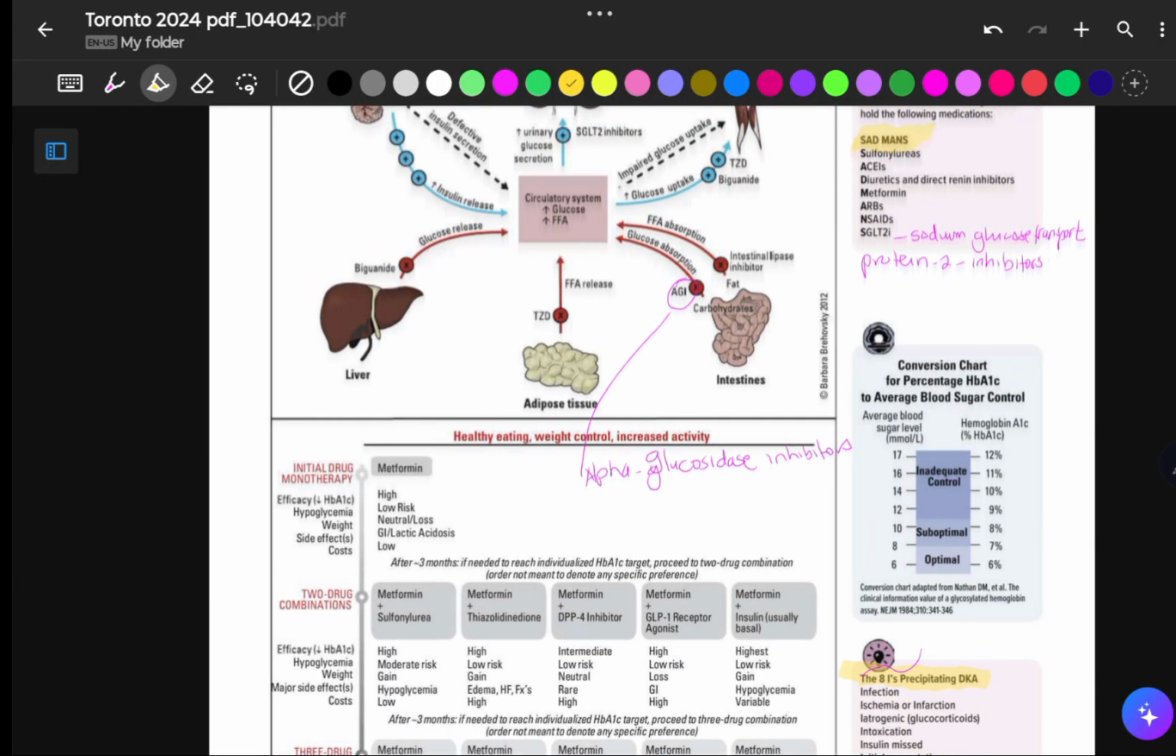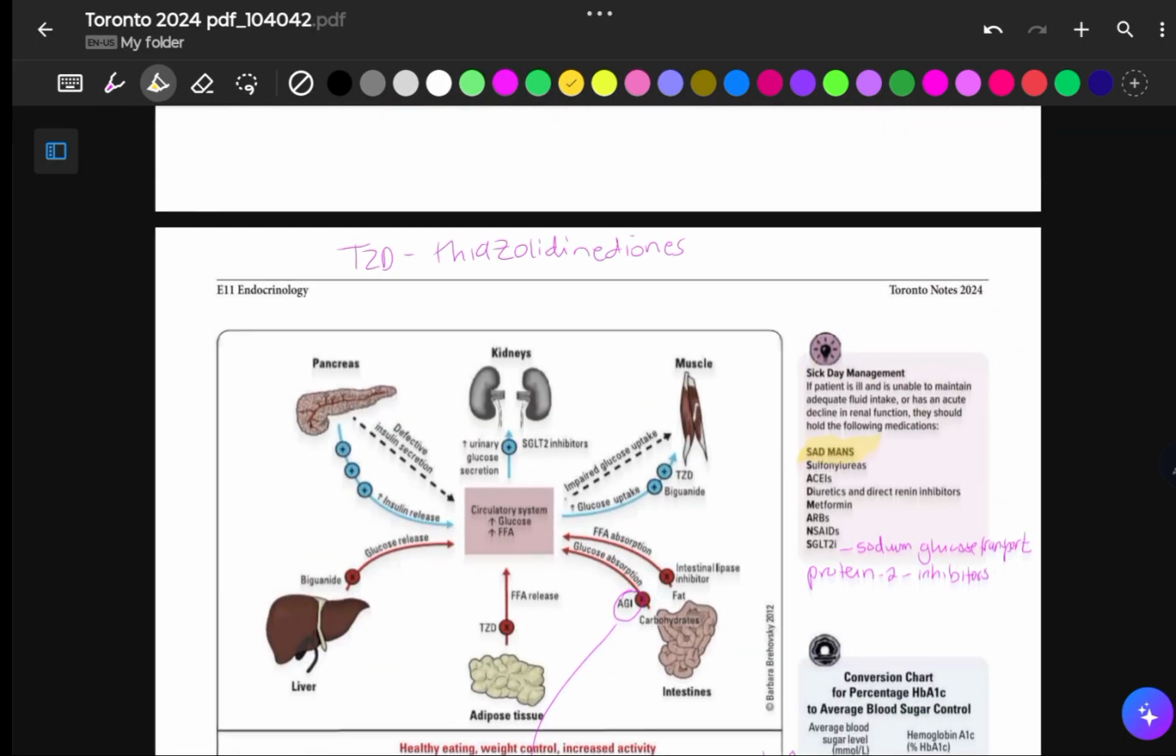Okay, so looking at the slide, it says sick day management. If a patient is ill and is unable to maintain an adequate fluid intake or has acute decline in renal function, they should hold certain medications. Mnemonic: SADMANS. So if you have renal function that is decreasing or acute renal failure and you're unable to take in fluid adequately, hold these medications. Like your sulfonylureas, ACE inhibitors, diuretics, obviously you don't want to take that. Your direct renin inhibitors, metformin, ARBs, NSAIDs, and your sodium glucose transport protein 2 inhibitors.